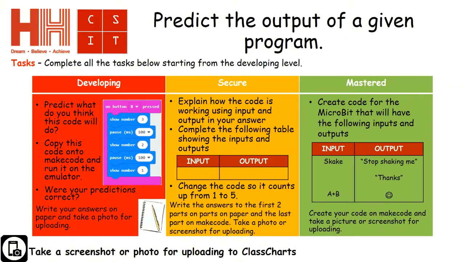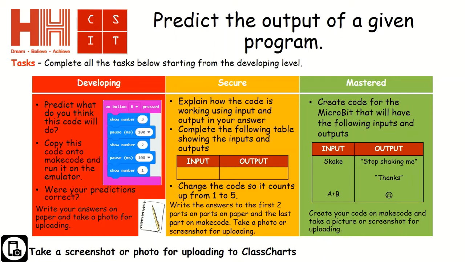For secure level, continuing with the code on the previous level, I want you to explain exactly how the code is working. And I want you to make sure you use the words input and output in your answer. You then need to follow that up with completing the table which shows those inputs and outputs that you've just stated. To complete the secure level, you need to go back to the MakeCode editor, and this time I'd like you to change the code so that instead of doing what it does at the moment, it counts up from 1 to 5.